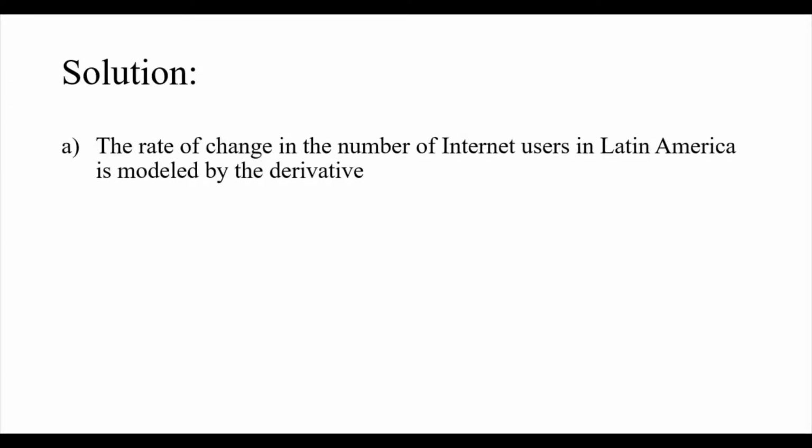The solution: we know that the rate of change in the number of internet users in Latin America is modeled by the derivative. So we're going to find the derivative of that function. To do that, we're going to take the constant 201 outside, drop the exponent down and subtract 1 from the exponent using the power rule, just like before. The final answer is going to be 60.3x^-0.7, and that is the rate of change in the number of internet users in Latin America.